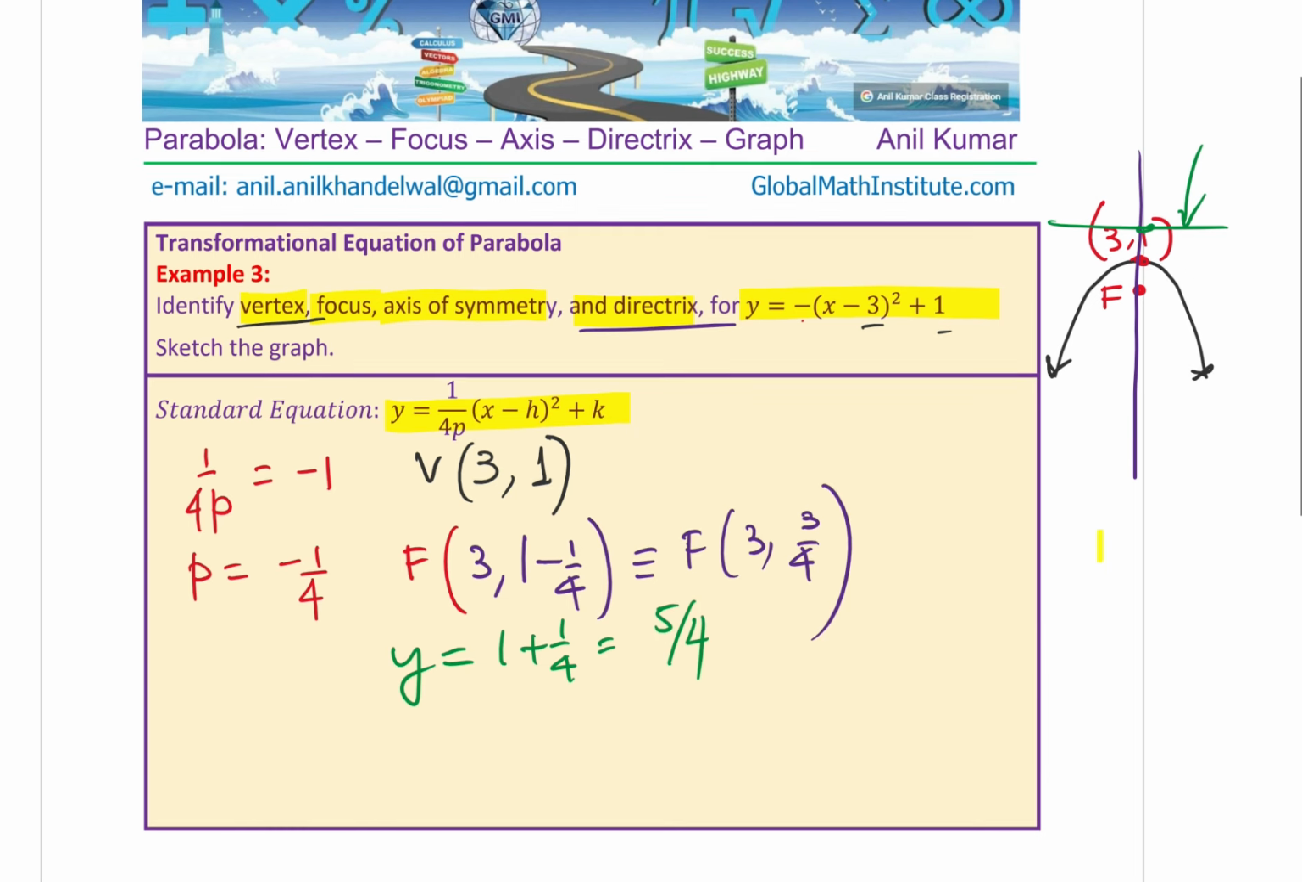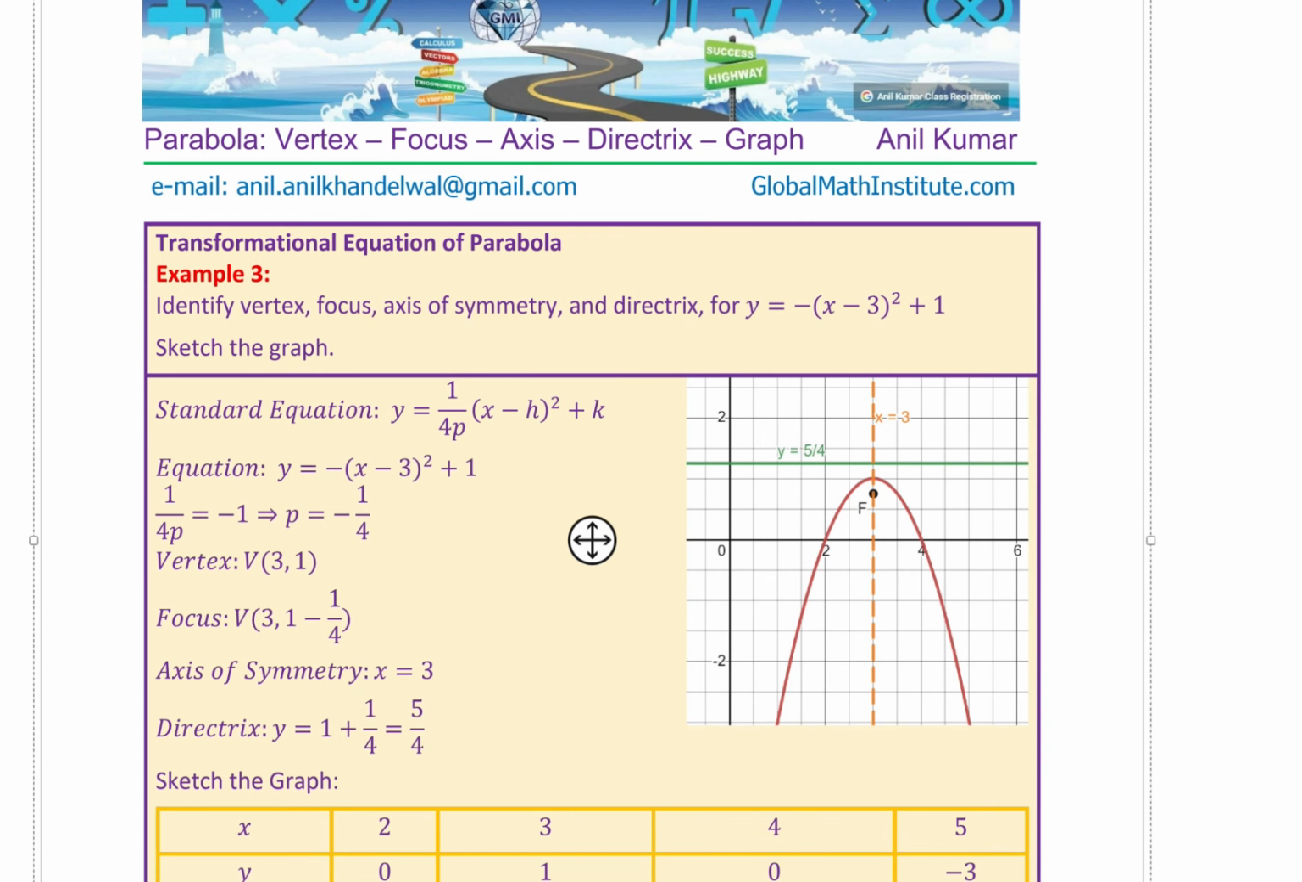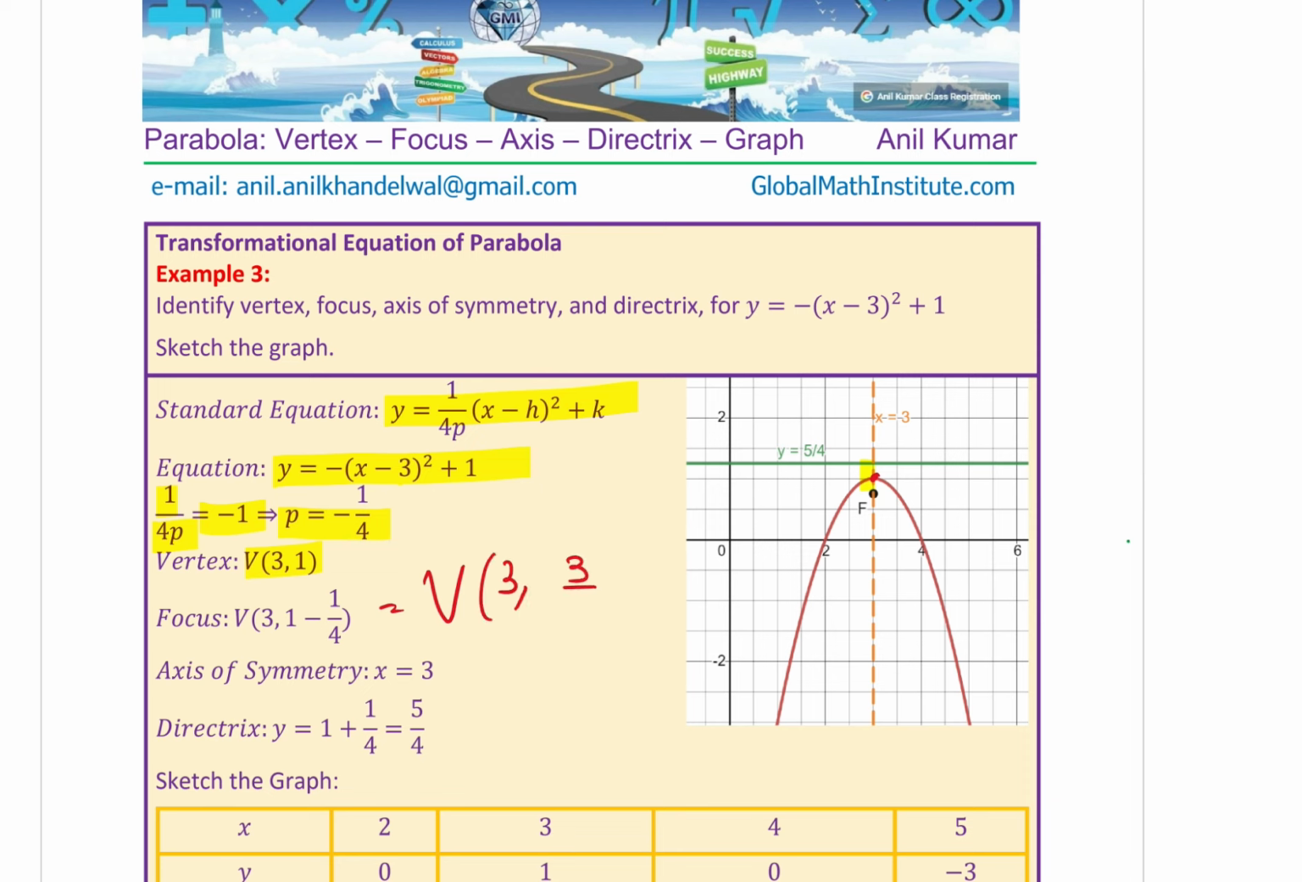Now let's look into a neater solution. Right here we have the parabola along with the equations which we were working with. So we began with the standard equation. When you compare this standard equation, 1 over 4p is minus 1, so p is minus 1 over 4. The vertex, as clearly shown, is at (3, 1). Focus will be below the vertex, and therefore we'll do 1 minus 1 over 4, which gives us 3 over 4, correct?